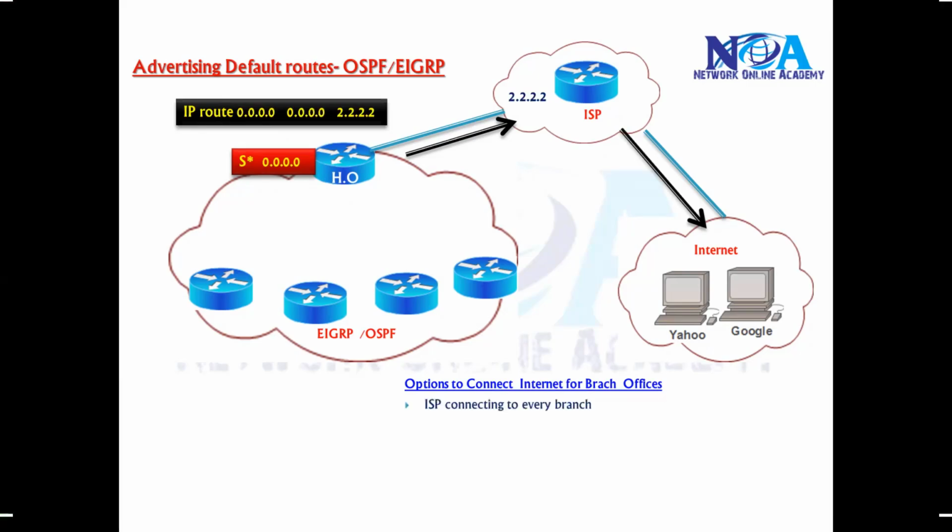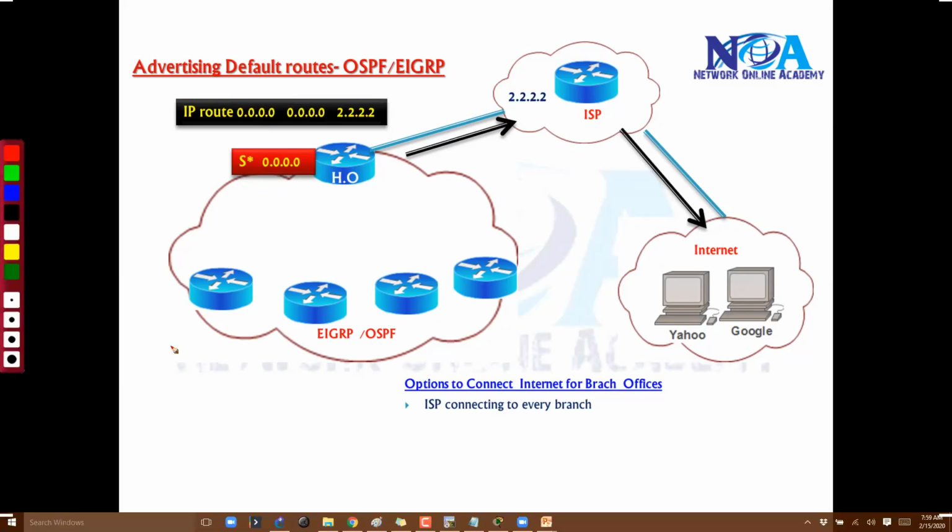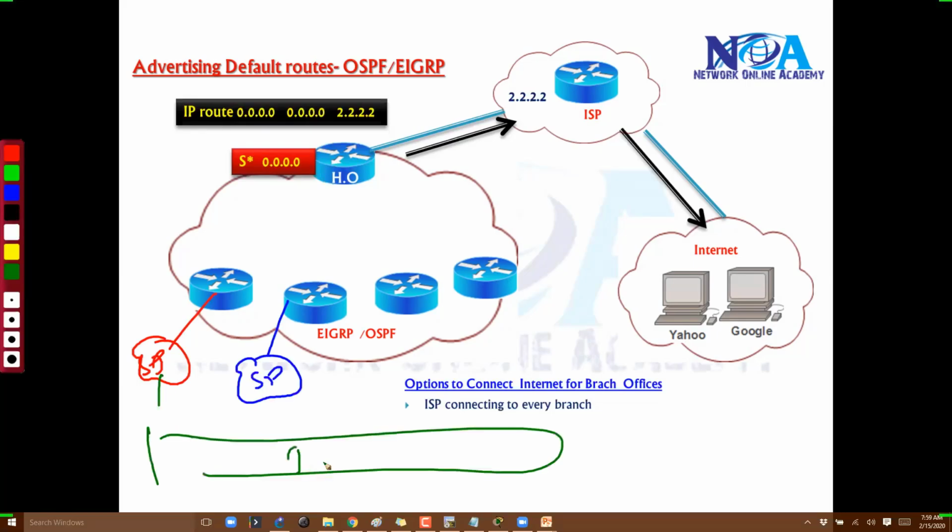Now the first option you can think about is simply going with a separate ISP connection for each and every branch. I can simply say, okay, contact the local service provider and connect to the internet. So let's say this is my internet. On every site, I can contact my local service provider in every branch office, and simply say go and connect to the internet through that service provider.